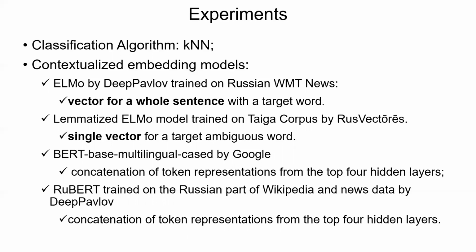From the first model, we extracted a vector for a whole sentence with a target word. From the second one, we extracted a single vector for the target ambiguous word. We used two BERT models, BERT-base multilingual cased released by Google Research and RuBERT by DeepPavlov. To extract BERT contextual representations, we concatenated the representations from the top four hidden layers.